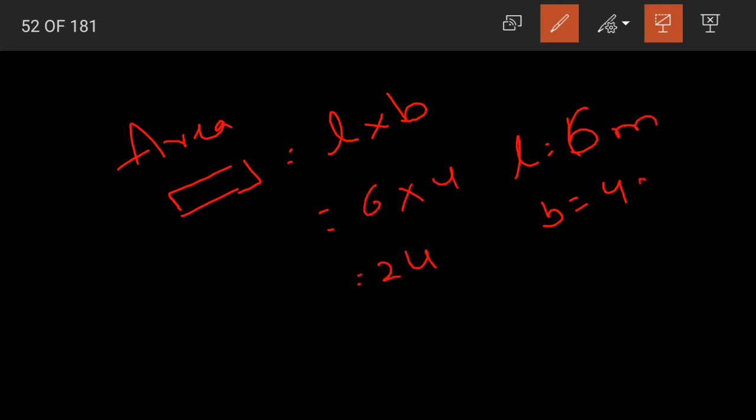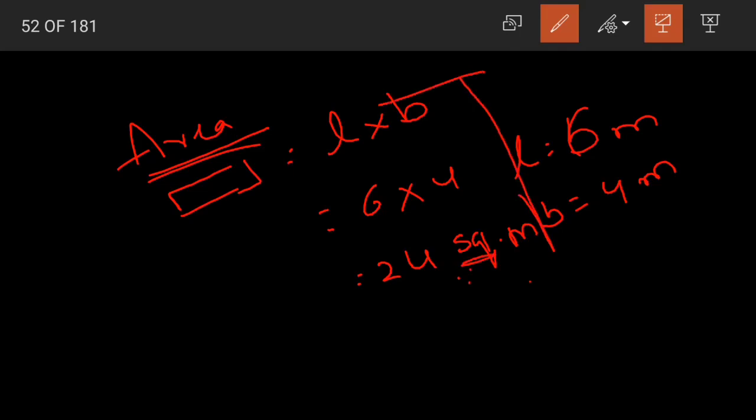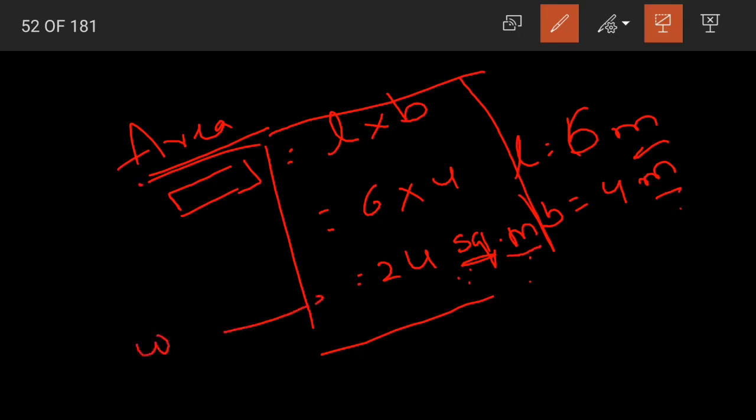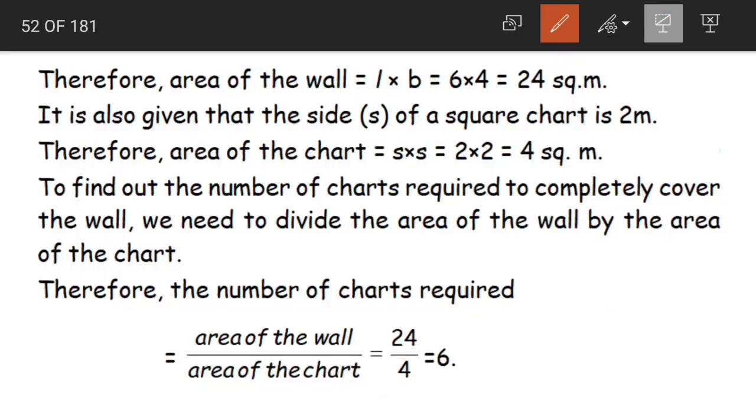Again, the length was 6 meters and the breadth was 4 meters. So what will be the unit of measurement here for area? It would be square meters. For area we use sq, that is nothing but square, and as the measurements are in meters we have written meters. So the area of our wall is 24 square meters. So we have to cover 24 square meters of wall with our charts.